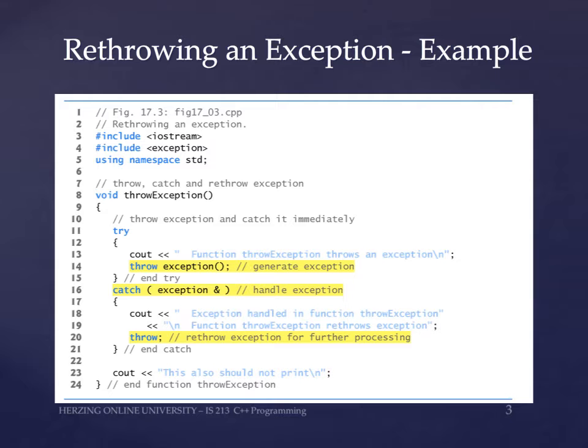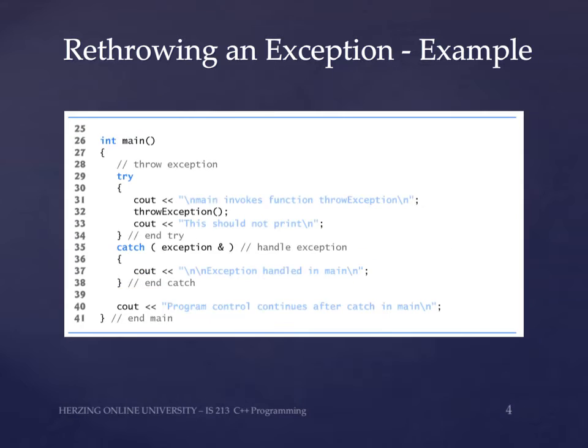So this is an example of three parts. This is the first part, where you can see the try and catch blocks and the throw exception is after the catch exception. So these are all the output of the program.